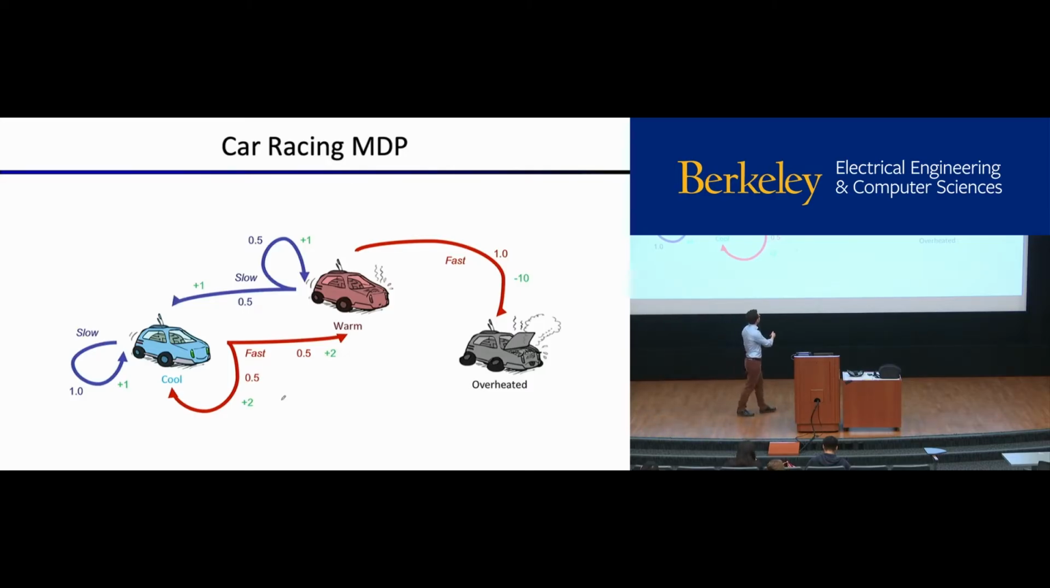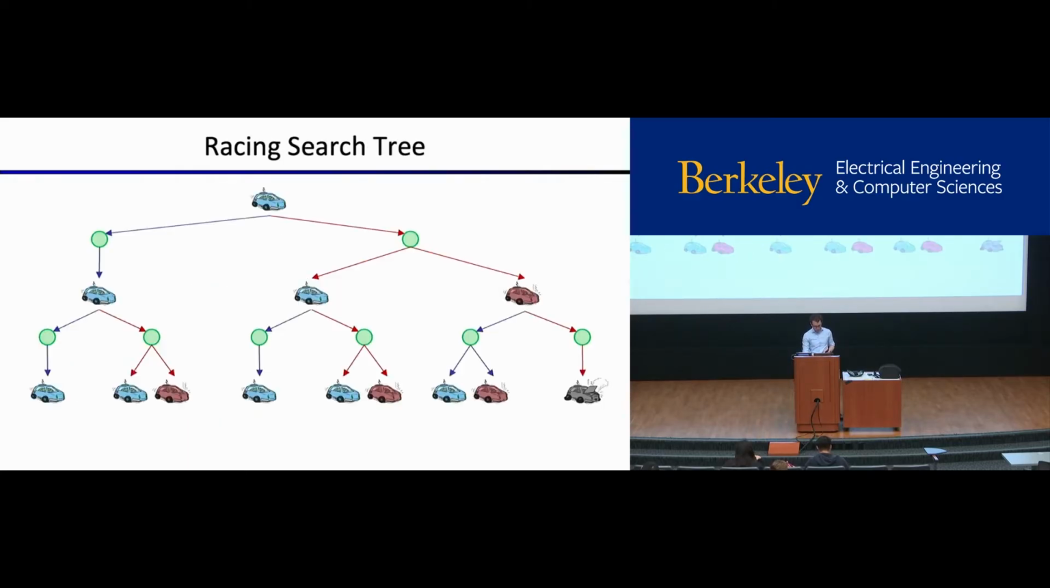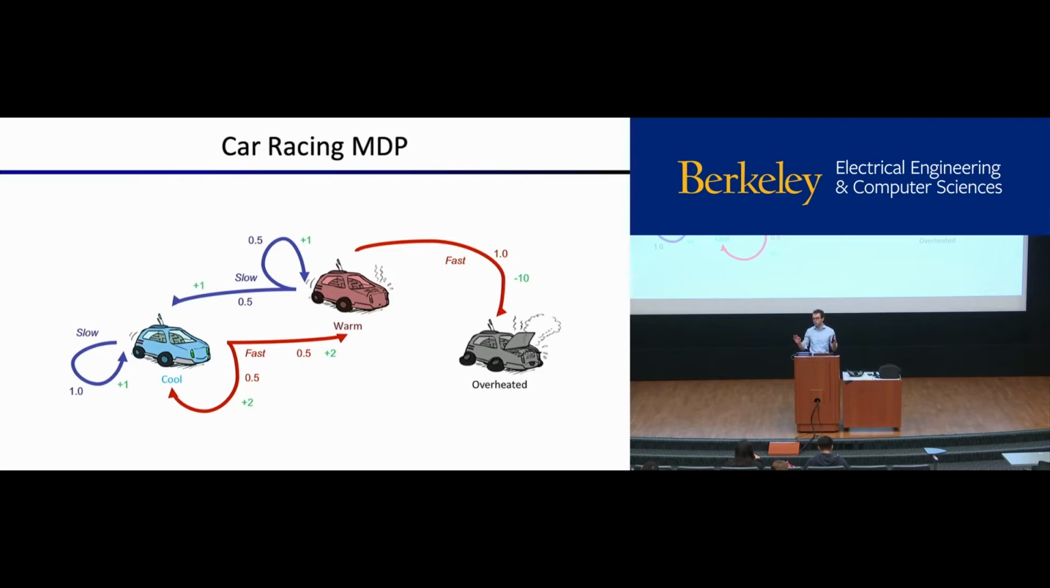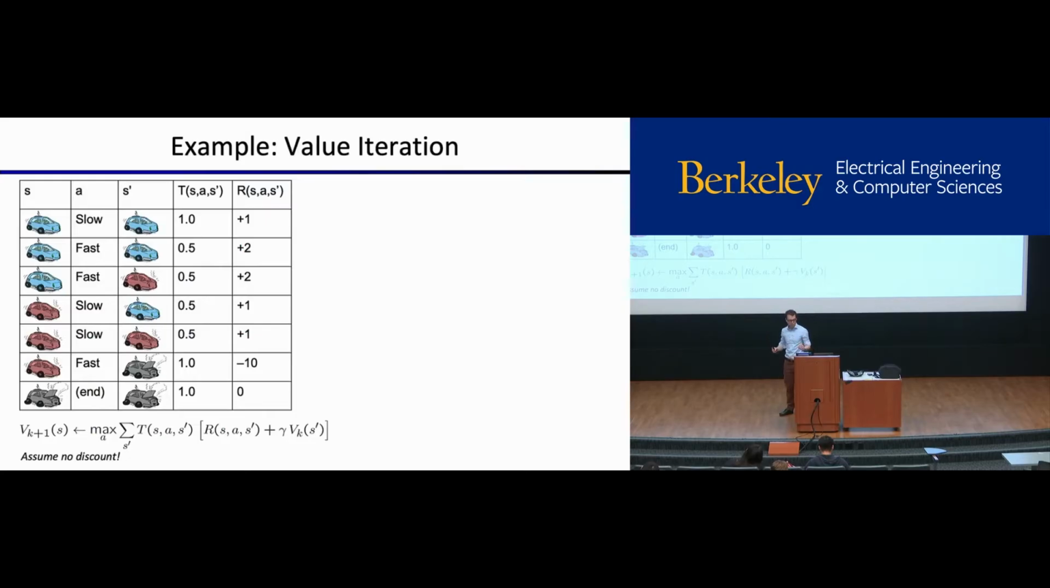If you're in the warm state and you take the action fast, you wind up in the overheated state with probability 1. And in both of the other situations where you're warm or cool, but you take the action that switches you, then he switches you with probability 0.5. So there's different ways that we can write this down. One is to have this sort of graph structure, and another is that we could just write all this stuff in a table.